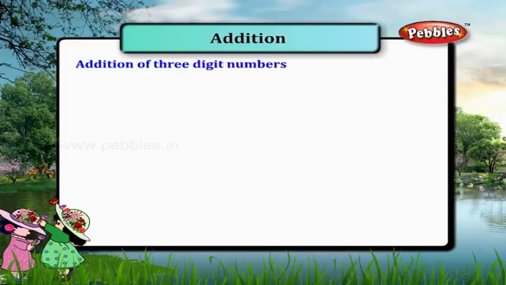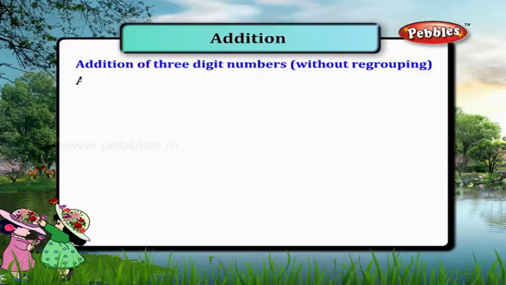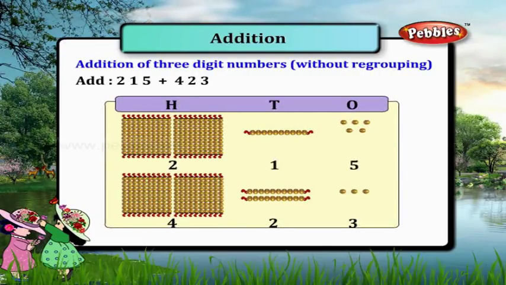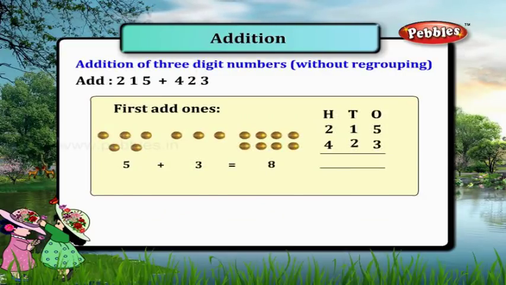Addition of three-digit numbers without regrouping. Add 215 with 423. Let us add the numbers in the ones place first. So that is 5 ones plus 3 ones equal to 8. So write 8 below the ones column.